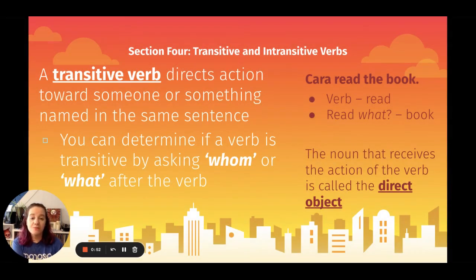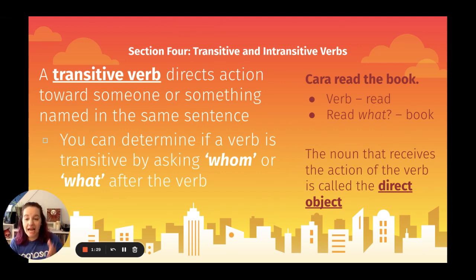So a transitive verb directs action towards someone or something that's named in the same sentence. So you've got your subject, which is the performer. You've got the verb, which is the action being performed. And then if that action affects something else directly in the sentence, sometimes that will work as a transfer of action, a transitive verb. So a really easy trick for this, and a way to check without really going through the definition every time, is to take that action verb and then ask whom or what after the verb.